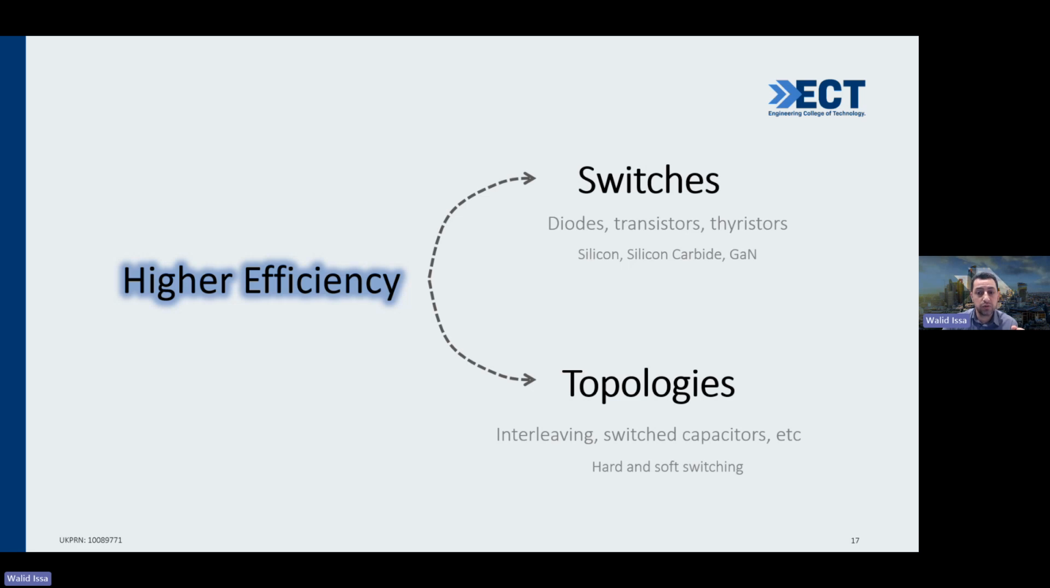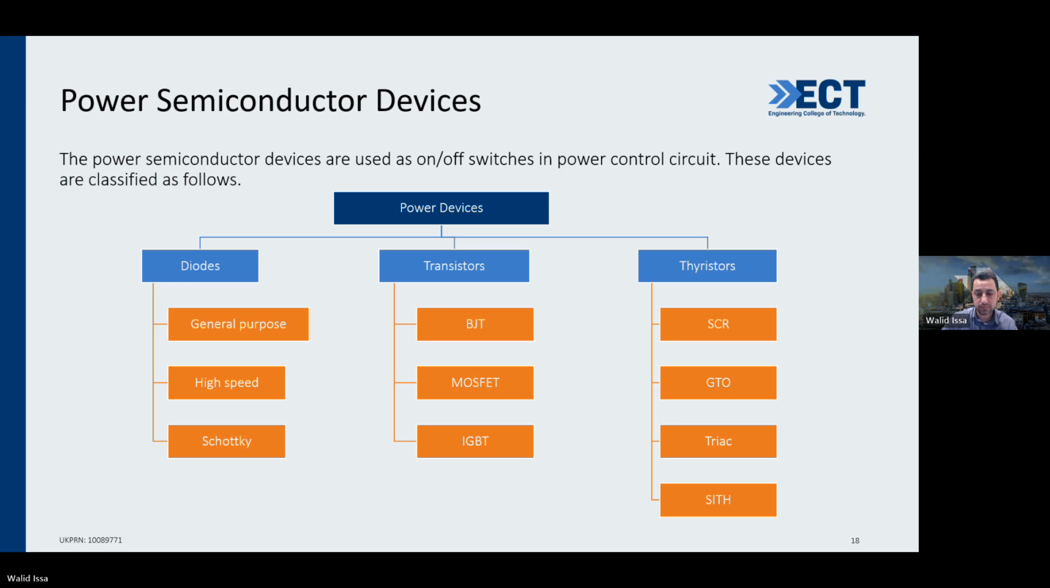And the second route is to look at topology. If I want to make a step up converter or step down converter, is there just one topology? No, we have hundreds. And you have to learn which one is the most efficient, and also the number of switches there. So there are some topologies that bring more efficient conversion, like interleaving and switched capacitor, and also use different switching strategies like hard switching and soft switching.